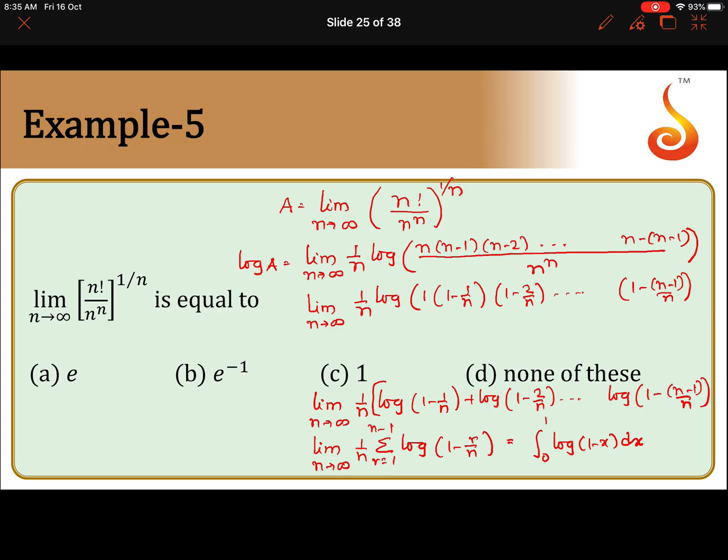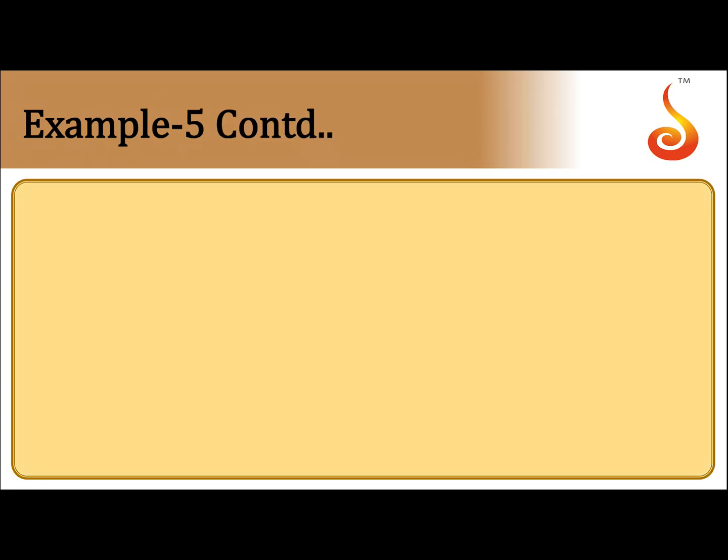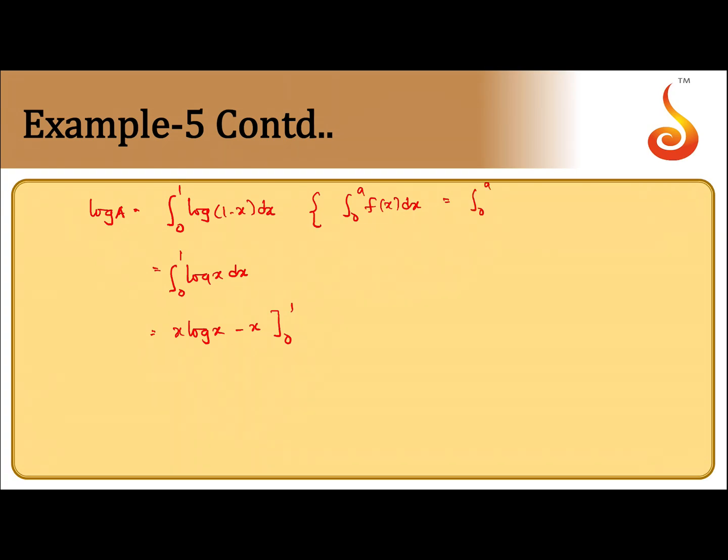Now using the standard result, we know that log a is equal to integral 0 to 1 log of 1 minus x dx. This is same as integral 0 to 1 log x dx. So integral of log x dx by parts if we do, we get x log x minus x and limits are 0 to 1. What's the concept used here? Integral 0 to a f of x dx is equal to integral 0 to a f of a minus x dx.